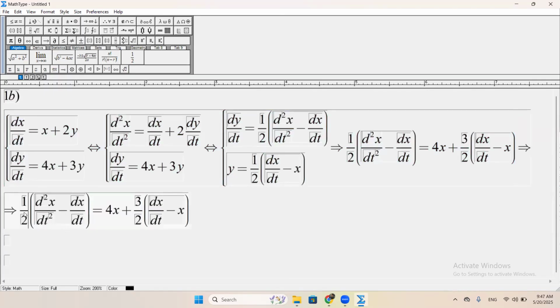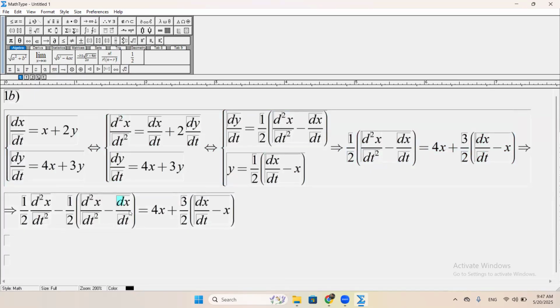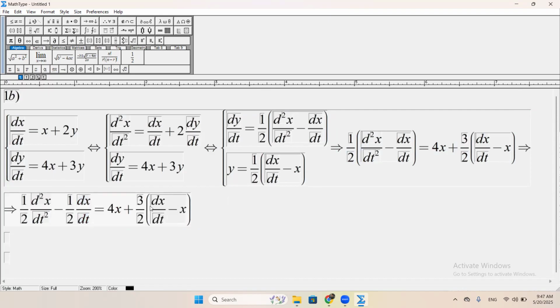So 1/2 d 2x minus by dt twice minus 1/2 dx by dt equals 4x plus 3/2 dx by dt and minus 3/2 x. Okay, now let's move everything to the left side.